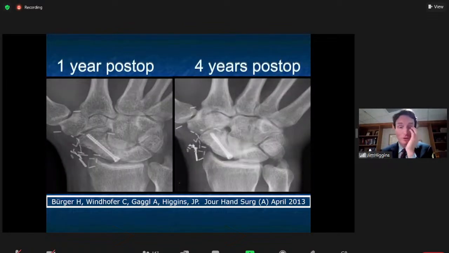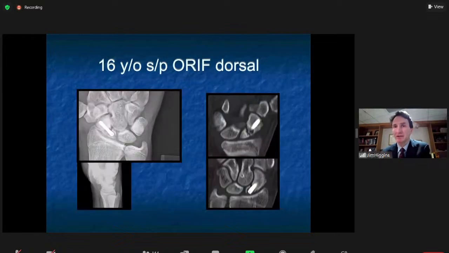Here's a 1 year and a 4 year. And if you're interested in our original series, including both Heinz's and my patients, that was in 2013. We subsequently reported a Baltimore-only series many years later, which is also available. But that's what they look like, and it does recreate the scaphoid form very nicely, and it's gratifying.